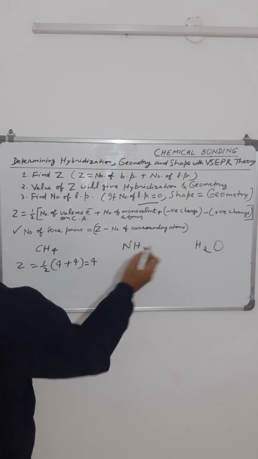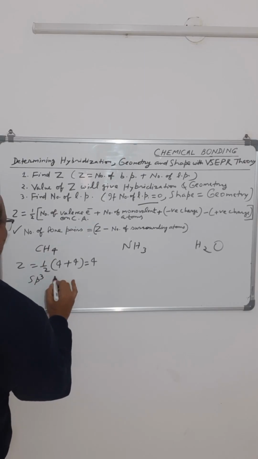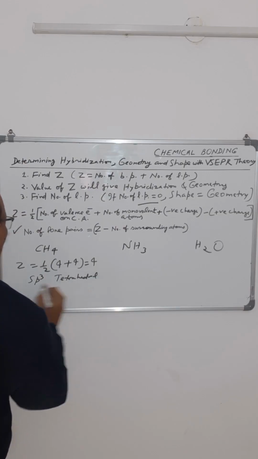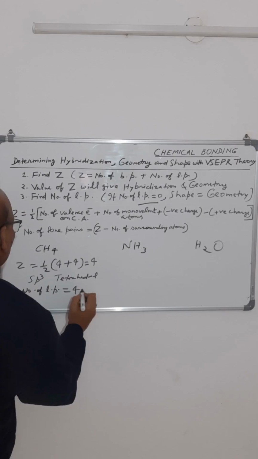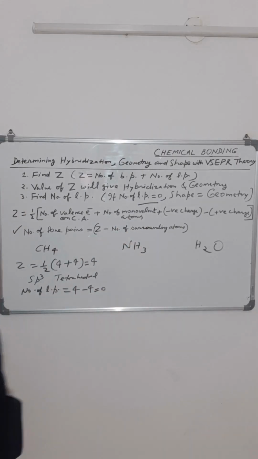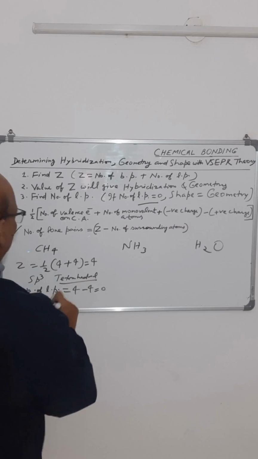And the geometry will be sp3 hybridization, so geometry will be tetrahedral. And number of lone pairs will be 0. Okay, because Z minus number of surrounding atoms is 4, so number of lone pairs is 0. So shape will be same as geometry, so shape will also be tetrahedral.